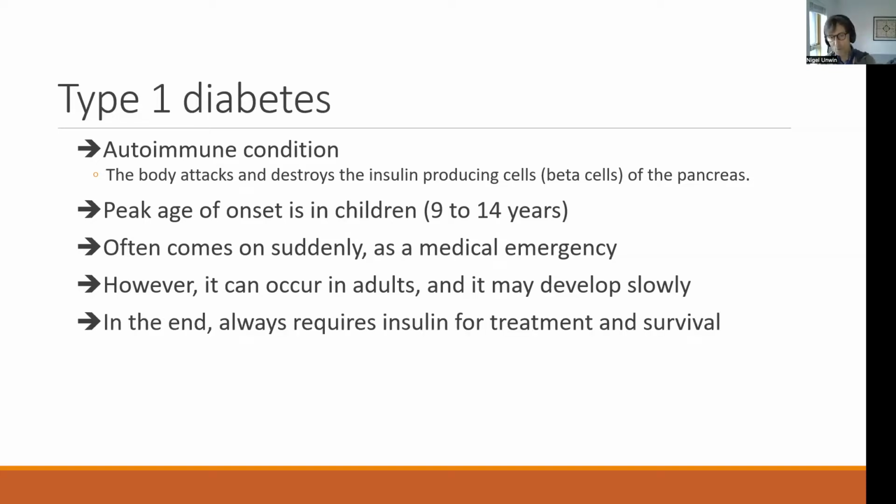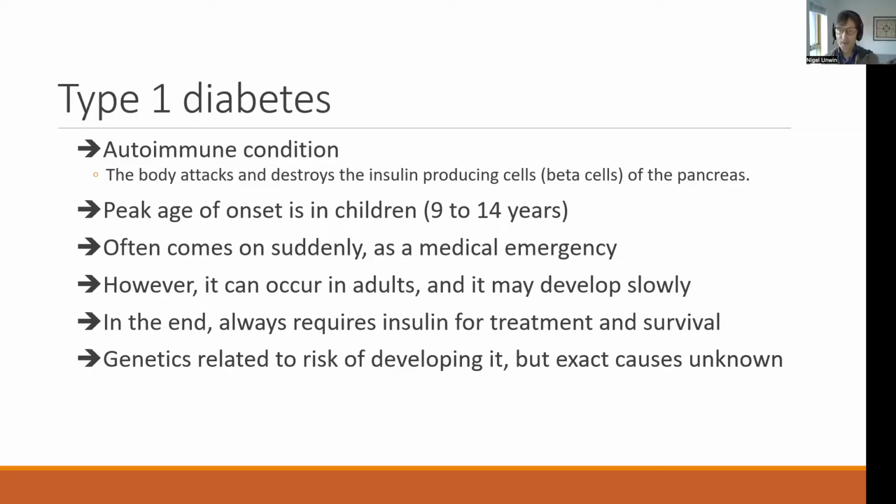In the end, however, it will always require insulin for treatment and survival, and that's one of its defining features. We don't really know what caused it. There's been a lot of research into it. There is a genetic element, but it's not particularly strong. Some people with a particular genetic background are at increased risk, but it doesn't predict that a person with that genetic makeup will get type 1. There's been research into things like viral infections that may trigger and set off the autoimmune response. There's been work looking at cow's milk, and other types of environmental exposures, but nothing that we can pin down and say that's definitely a cause, and if we stop that, we'll prevent type 1 diabetes.